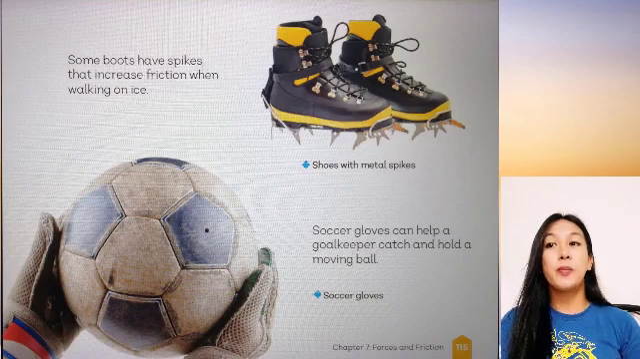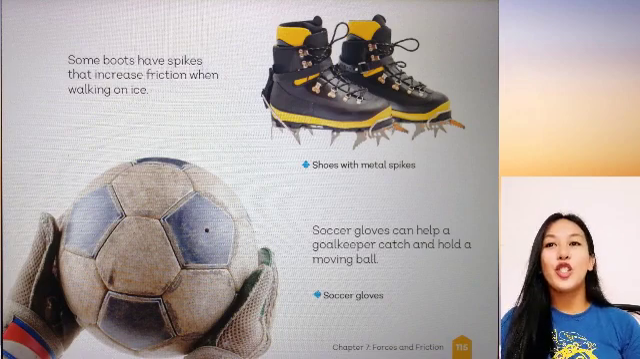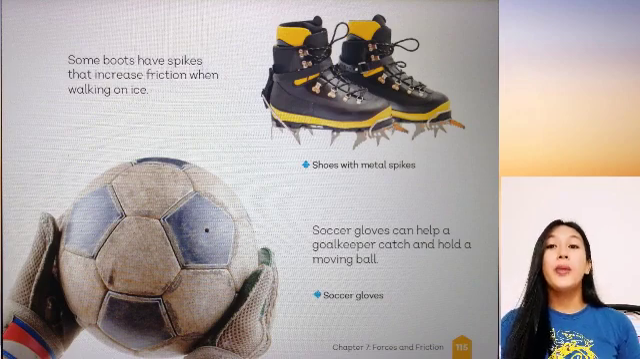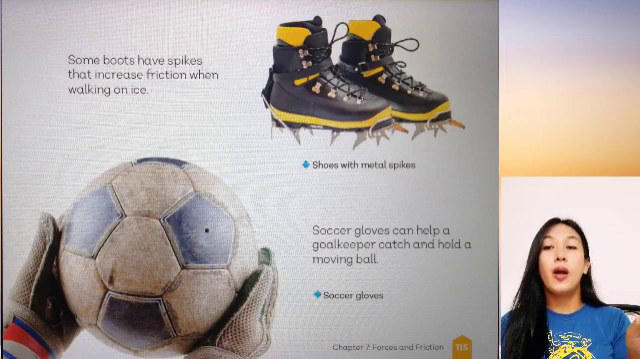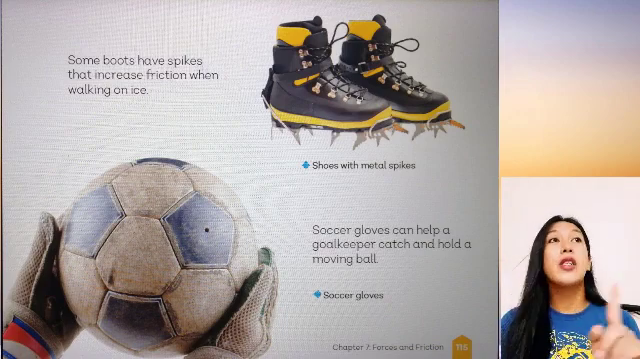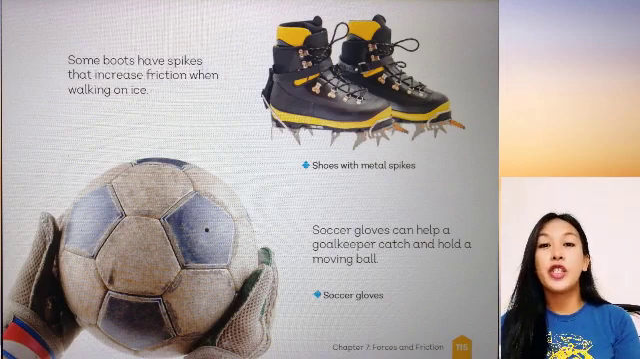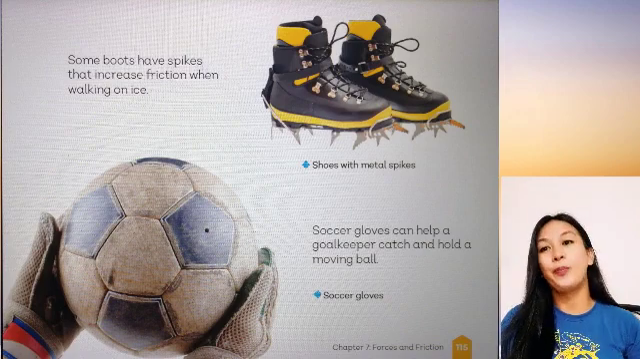Next, some boots have spikes. These boots are particularly used when you are walking in snow, which we don't normally use in Thailand. They have metal spikes on them to be able to hold on and not slip when walking in snow or ice. Remember, ice is very slippery, so we have to increase the friction in our shoes for us to be safe.